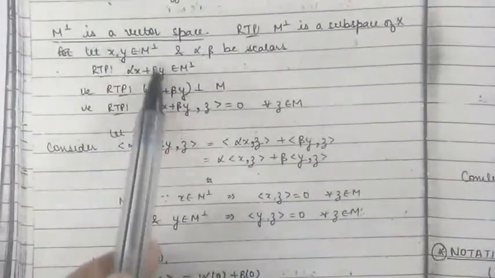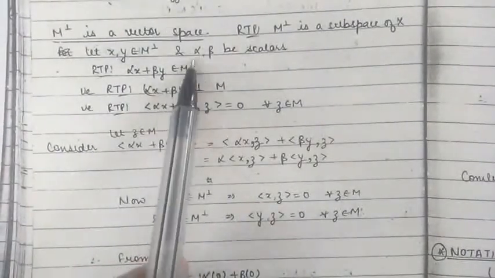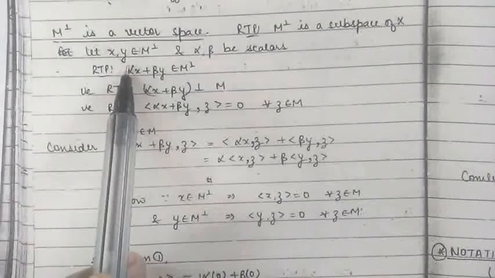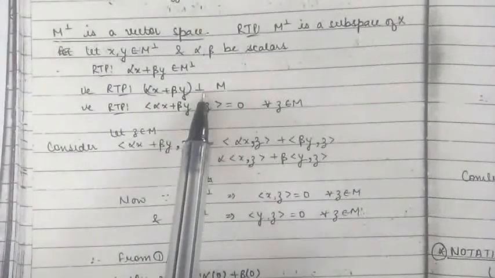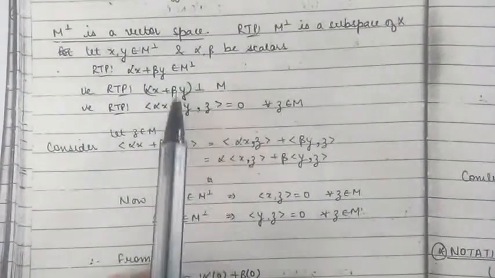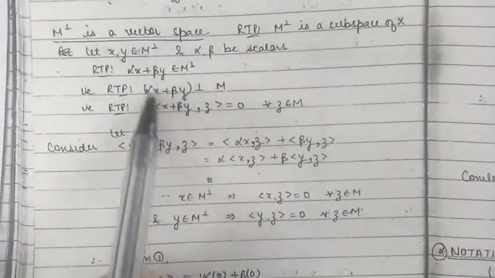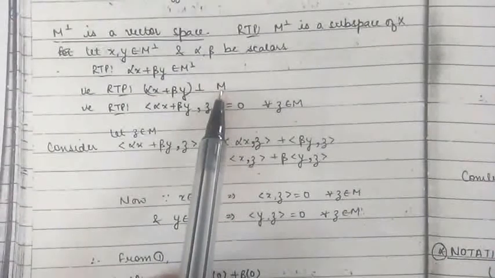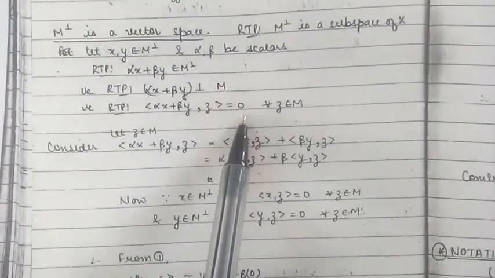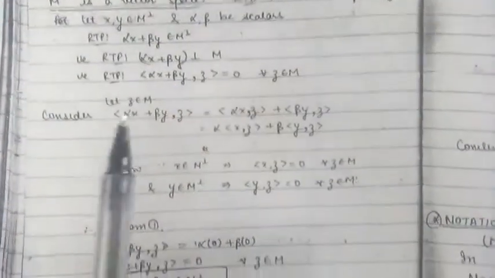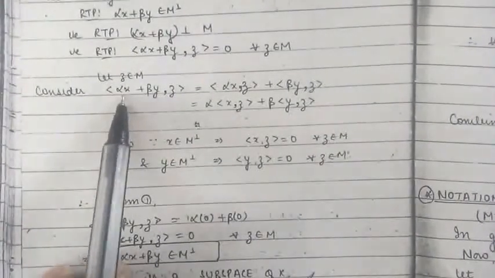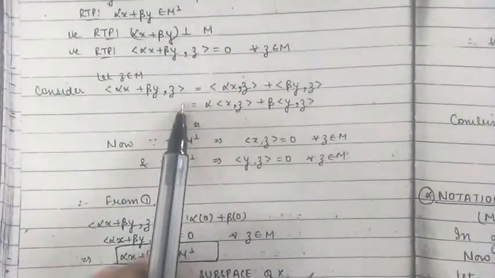So in order to prove this, by definition of annihilator, the annihilator contains all those elements which are orthogonal to M. So in order to prove this is orthogonal to M, we will have to show that its inner product with every element of M is 0. So we will have to prove this. So let us consider the inner product of alpha X plus beta Y with Z.